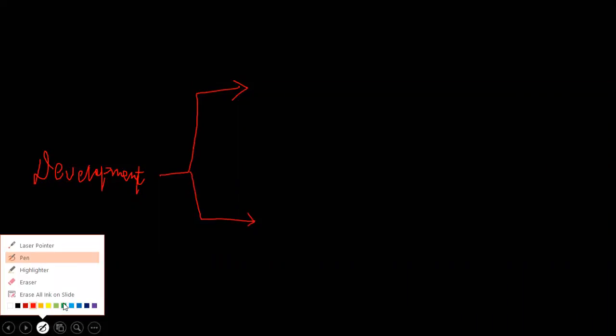I think my pen is not working. Okay, development can mainly be classified into 2 types. Change the color of the pen.